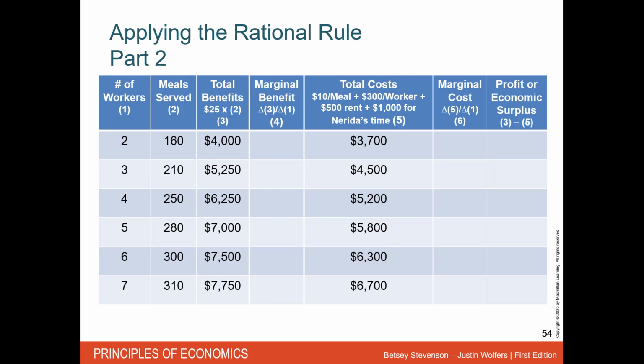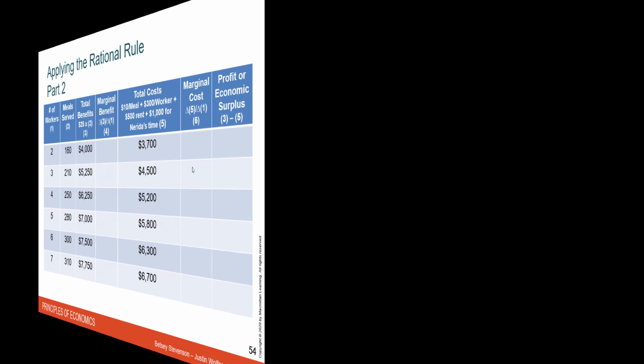So, we can find them by finding the change in total benefits or the change in total cost to find both marginal benefits and marginal cost. On your own, try to fill out the marginal benefit and marginal cost columns. Don't worry, I will show you how to solve this.